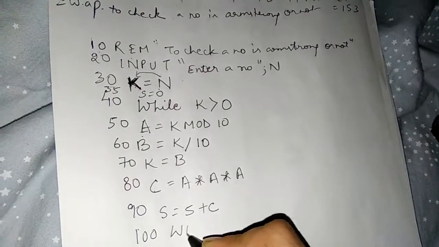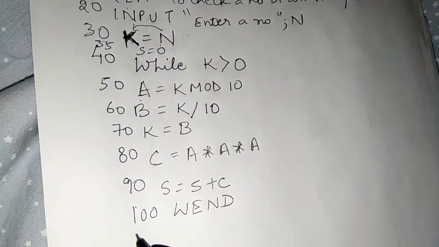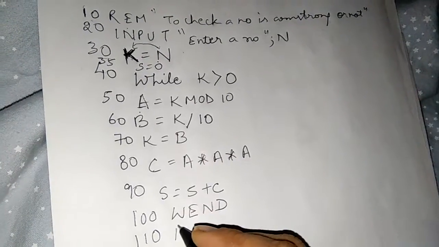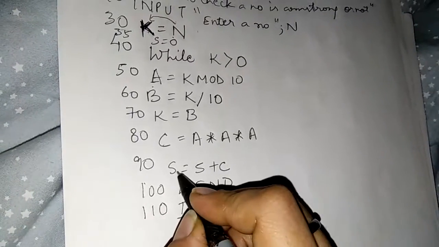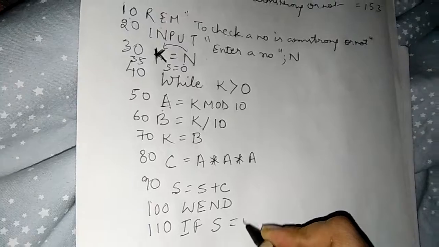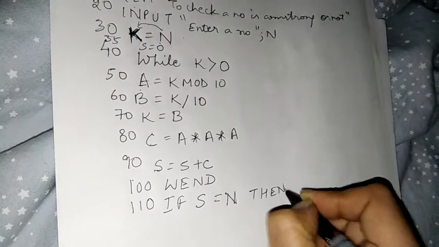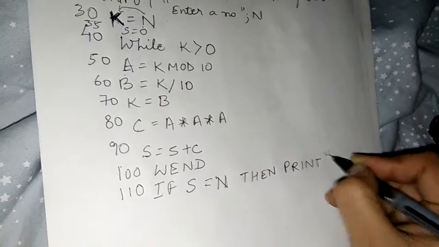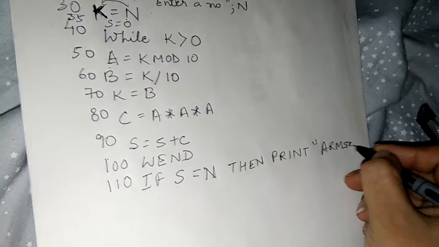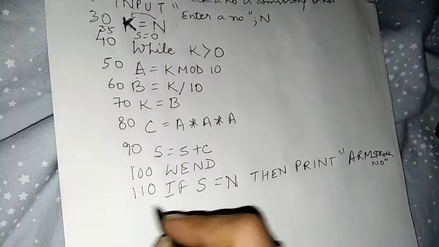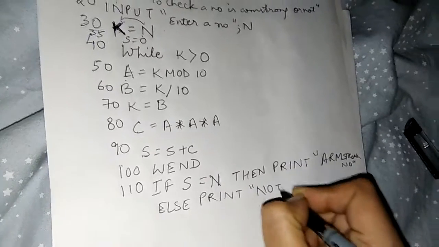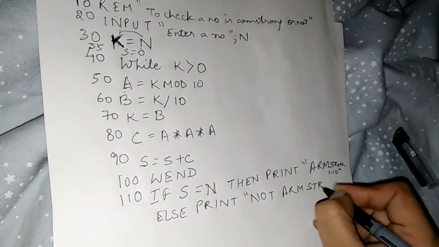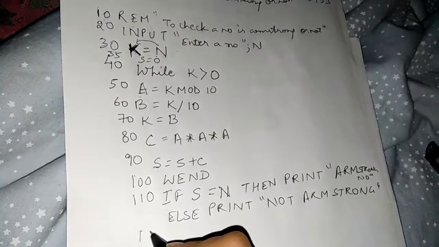Line 100 is wend, the end of while, and 110 is the checking part. Now if the sum of the cubes is equal to the value n, then print Armstrong number, else print not Armstrong. This is what was to be checked in this program, and end.